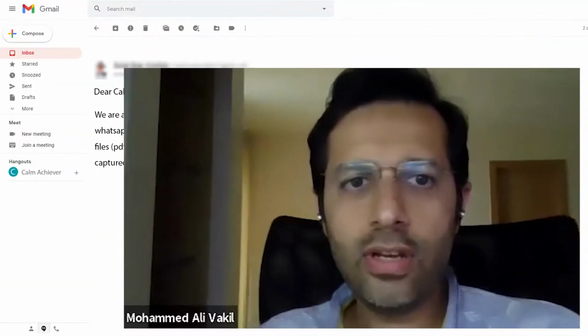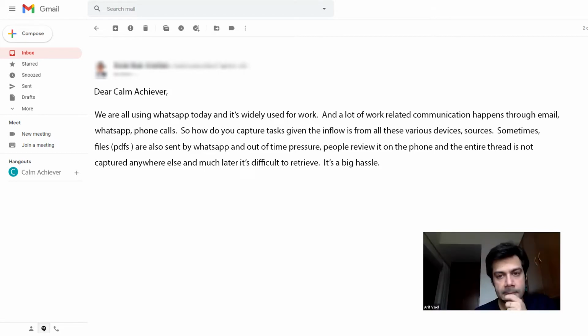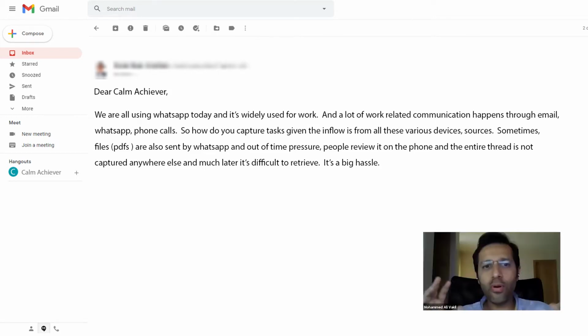All right, sounds good. This is the first question. So we're all using WhatsApp today and it's widely used for work. And a lot of work-related communications happens through email, WhatsApp, phone calls. So how do you capture tasks given the inflows from all these various sources? Sometimes files, PDFs are also sent by WhatsApp, and out of time pressure, people review it on the phone, and the entire thread is not captured anywhere else, and much data is difficult to retrieve. It's a big hassle. So how do you guys manage it?